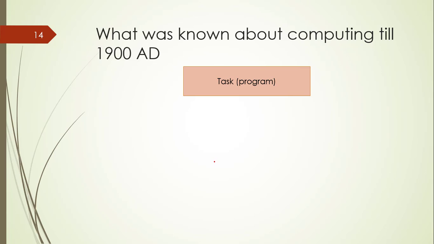What was known about computing till 1900 AD? That we have a task, a set of things that we want to do. The set of things that we wanted to do was called the program. In this case, this is the program.